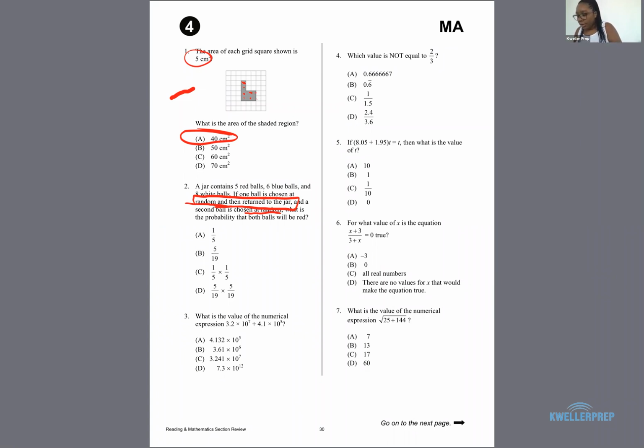Okay, so a second ball is chosen at random. What is the probability that both balls will be red? Okay, so first of all, since you're not looking at one event, but rather 2 events that require probability, you're going to have 2 separate fractions because you're looking at 2 separate events.